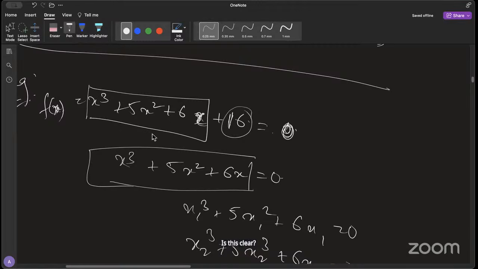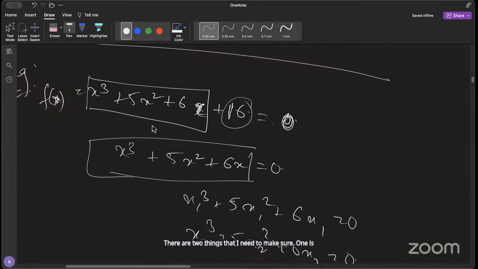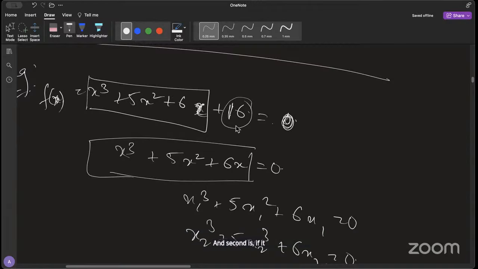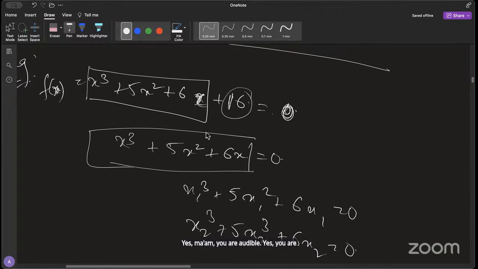There are two things that I need to make sure. One is that I'm audible because I keep getting this corrected. And second is if it's understood or not. Yes, ma'am, you are audible. Okay. So what we've discussed, do you want me to repeat this part? I actually joined in pretty late, so I will go for the recording. That's why I asked for the recording if it's there or not.